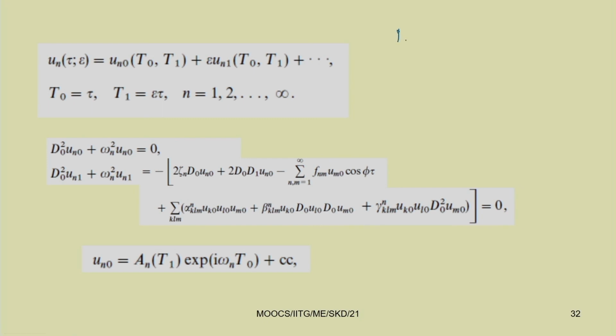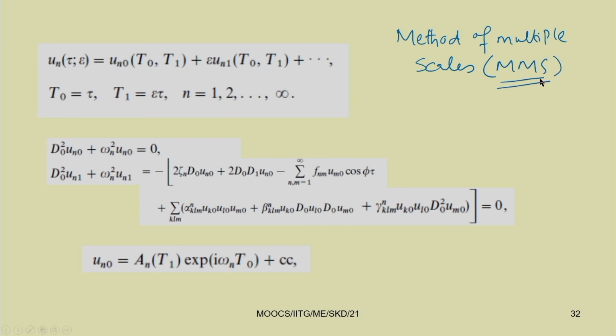So, here let us use the method of multiple scales to derive the solution and the stability equation. To apply this method, we can write u_n(tau, epsilon) equal to u_n0(T0, T1) plus epsilon u_n1(T0, T1). Already you know that T_n equals epsilon to the power n times t. Here we are taking non-dimensional time, which is tau.